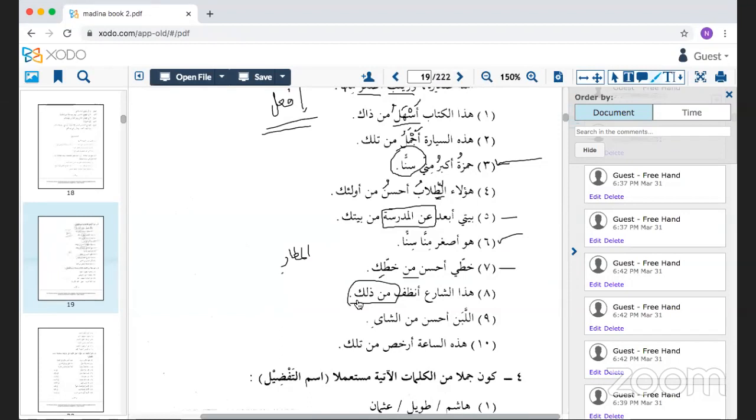And so one of the brothers in the text, he said ism mawsul. Ism mawsul is alladhi, allati, those are ism mawsul. And this one, hadha, dhalika, haula'i, ulaika, these are asma' al-ishara, and most of them are mabni. هذا الشارع أنظف من ذلك, which means من ذلك الشارع. طيب, and one more, which is brother Ahmed.